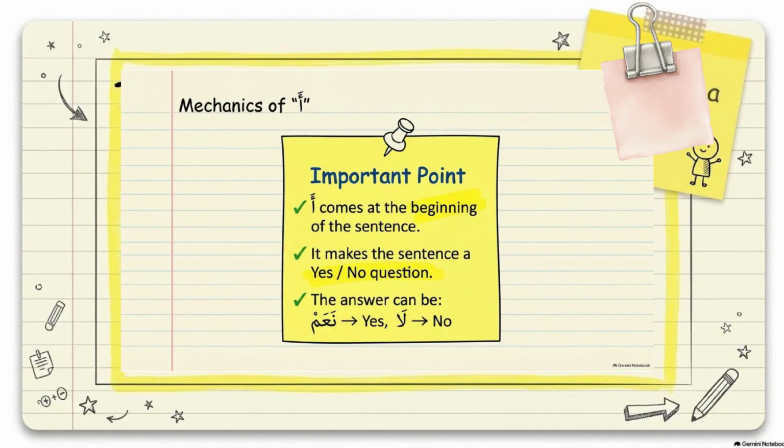Let's talk about the mechanics of a. It is time to lock in our 3 golden rules for using this question particle. Rule number 1, the question particle a always comes right at the beginning of the sentence. Rule number 2, its specific job is to make the sentence a yes or no question. And rule number 3, because it's a yes or no question, your answer must inherently begin with nam for yes or la for no. It's really that simple.